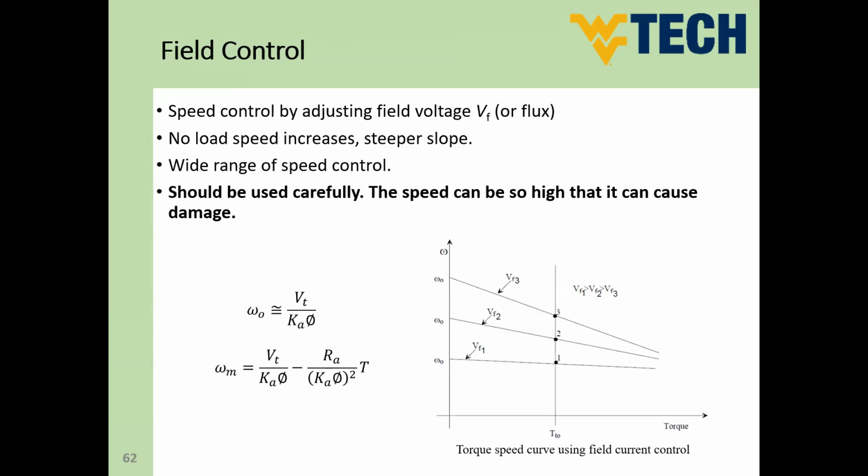The second technique is field control. So as we mentioned, guys, we can use field to control the motor speed. And even when we discussed the armature reaction effect, we mentioned that if the flux is reduced, the speed will increase.